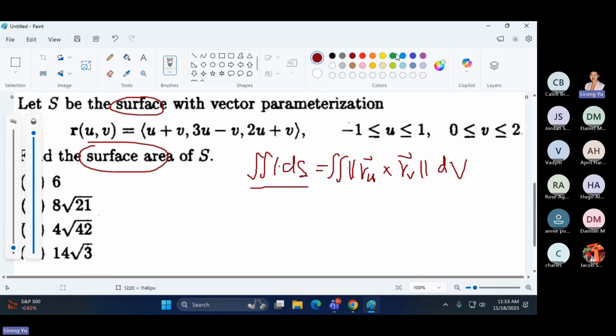It looks like degree 1, degree 1, degree 1, degree 1. They're all degree 1. So it looks like it would be a projection. You see, this is u from -1 to 1, v from 0 to 2. So on the uv plane, basically we're having this parametric equation.